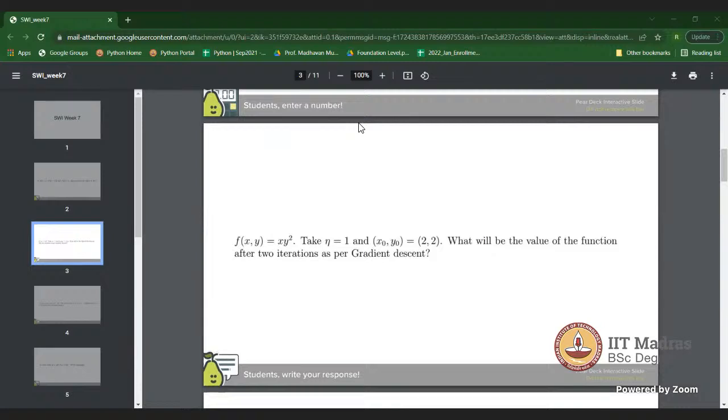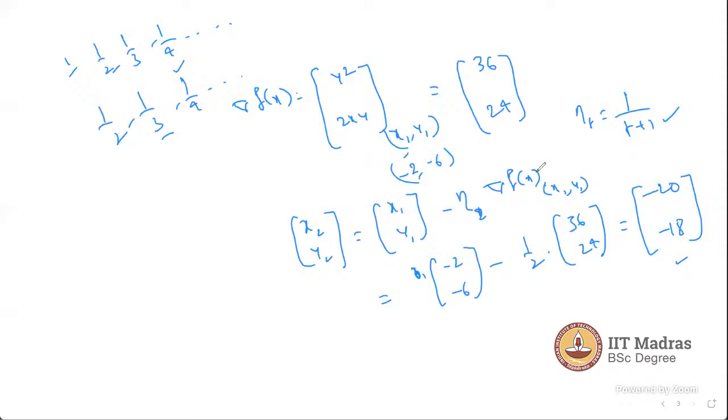Okay then. For now we'll solve taking this eta as constant. That will give this as minus 38 and then minus 30, right? So this will be the value of x2, y2.